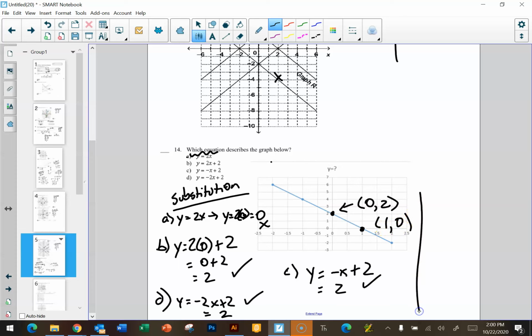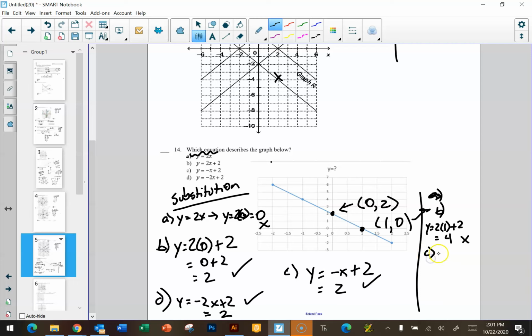So, maybe I will write this down. So this is for this equation. B, rather, we already got rid of A. y equals 2 times 1, okay, plus 2 equals 4. So if we plug in a 1, we get a 4, but we need to get a 0. So it actually can't be B.